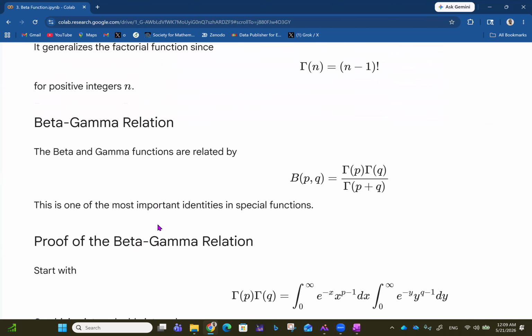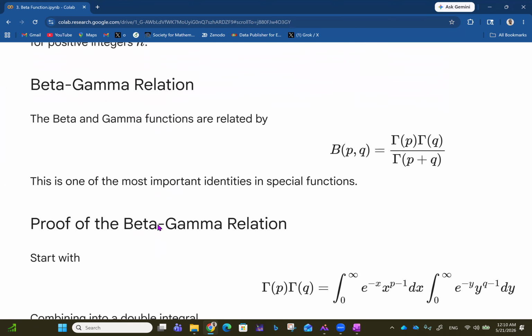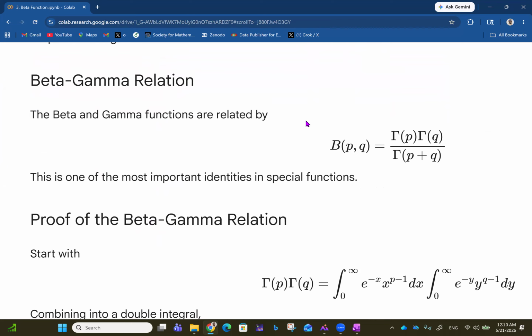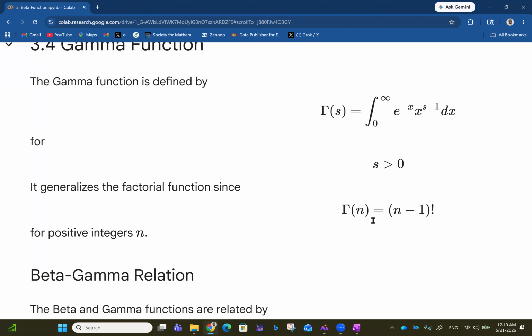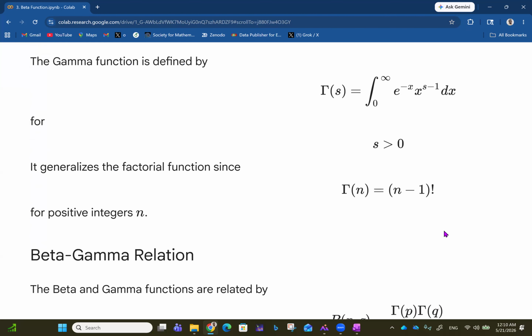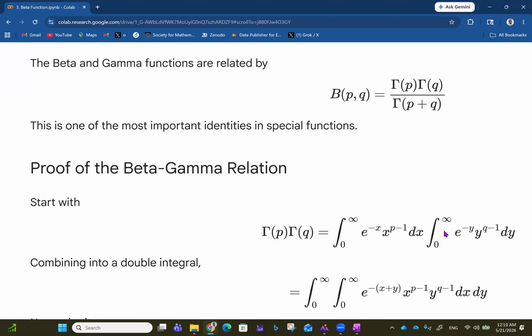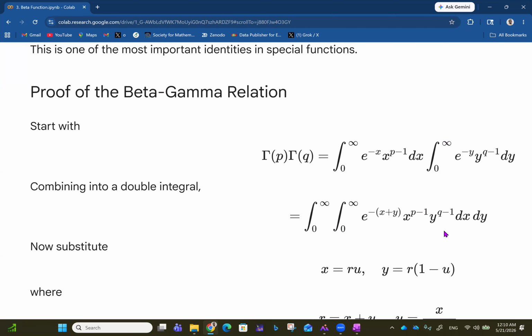But we want to see how it is related to the beta function. So the beta gamma relation now. The beta and gamma functions are related by beta of p comma q is equal to gamma p multiplied by gamma q over gamma p plus q. This is one of the most important identities in special functions. We have been seeing a lot of special identities, and this is one of the most important ones we saw for the beta and gamma functions. And the fact that gamma n plus 1 is the same thing as n gamma n, right? Things like this, we put them together and they make us very good with special functions.